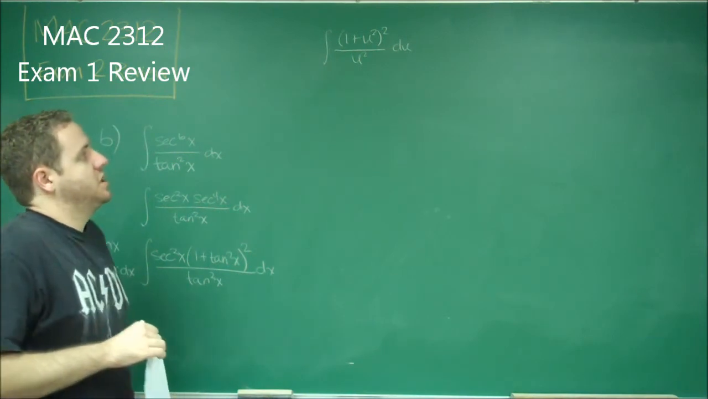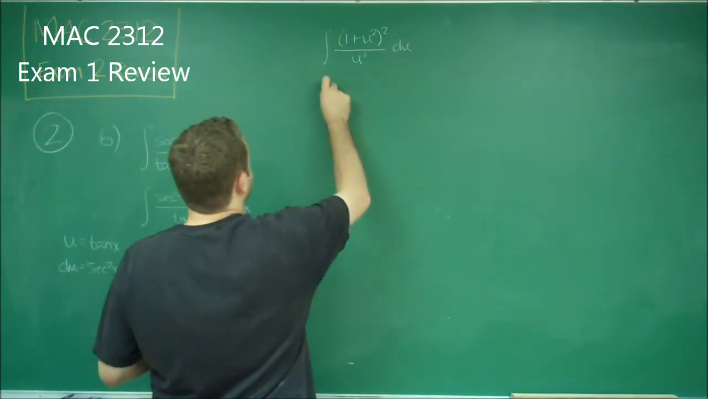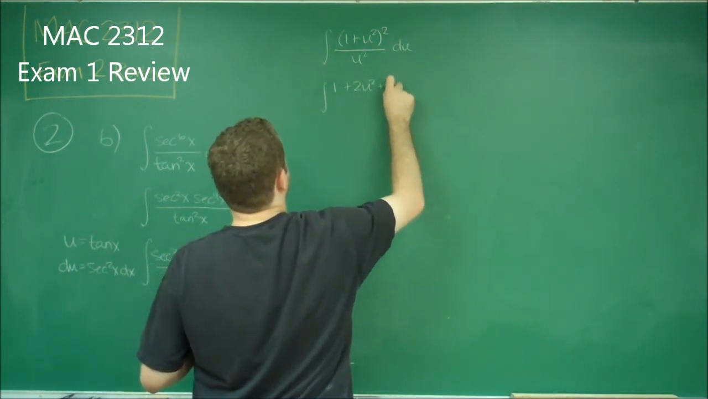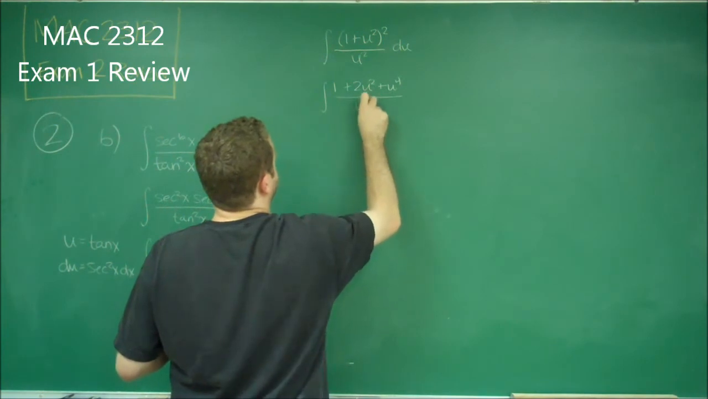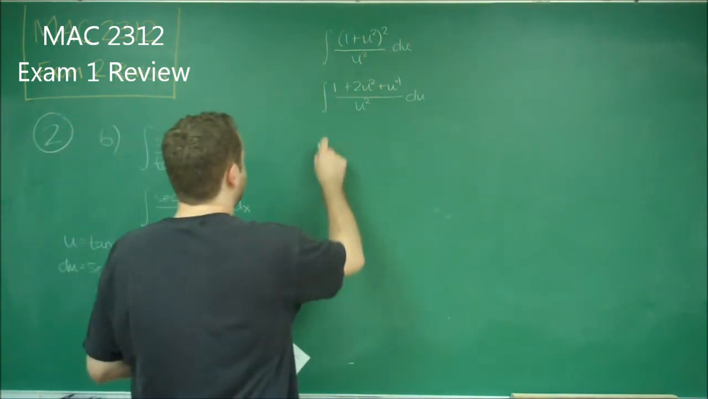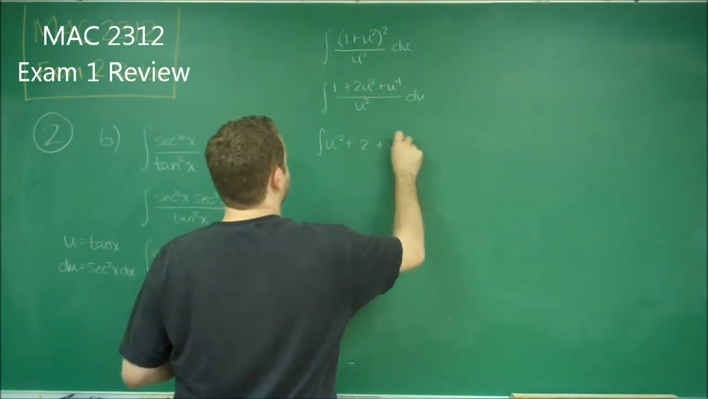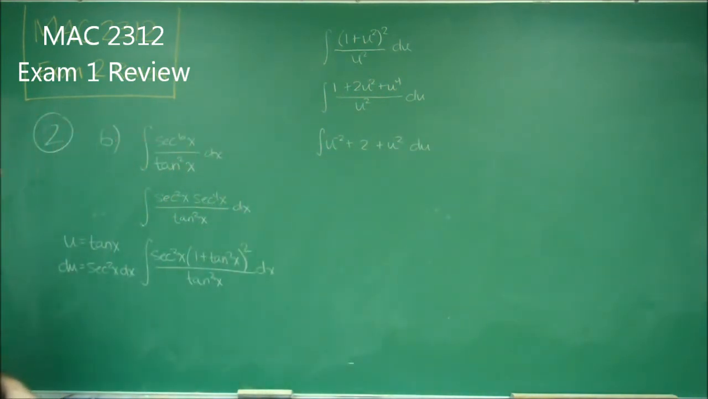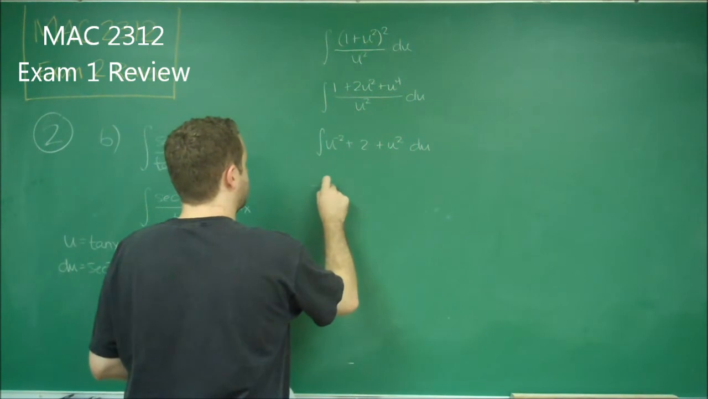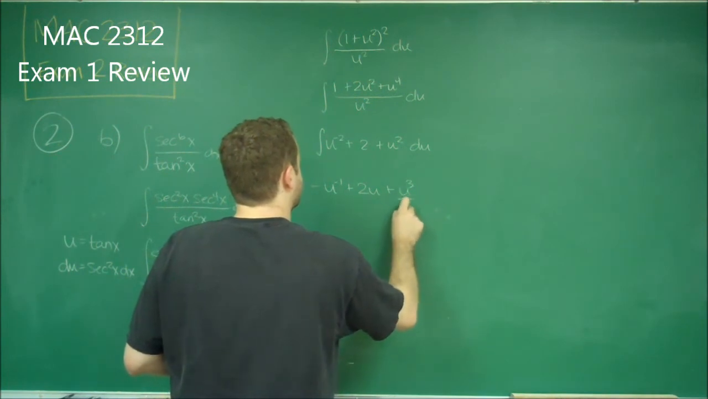So what we need to do here is just expand the numerator and divide each term by the u squared. So 1 plus u squared squared would expand to 1 plus 2u squared plus u to the 4th by FOILing that out, all over u squared. And if you divide each term by u squared, we get the integral of u to the negative 2 plus 2 plus u squared du. And those are all done by just power rule, simple antiderivatives. So this would be negative u to the negative 1 plus 2u plus u cubed over 3.